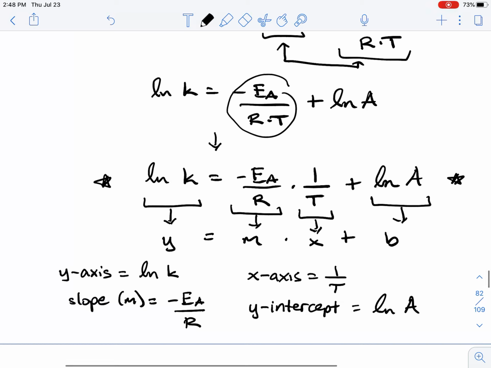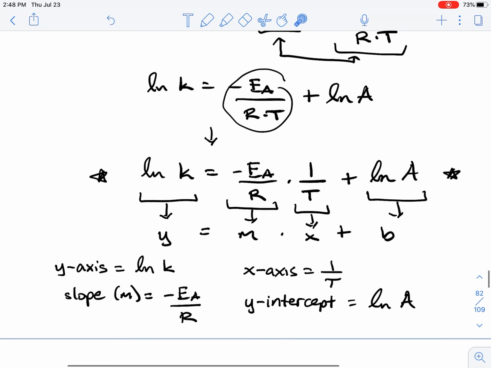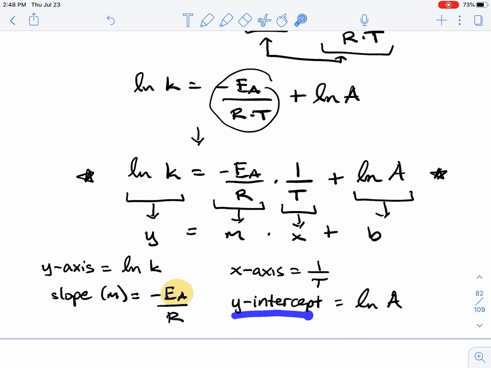And so basically this straight line plot will allow us to, for example, determine the activation energy if we know the slope of the line. And if we know the y-intercept, we can go ahead and calculate the frequency factor without having to figure out the orientation probability factor or the collision frequency, which is going to involve a lot more calculations.